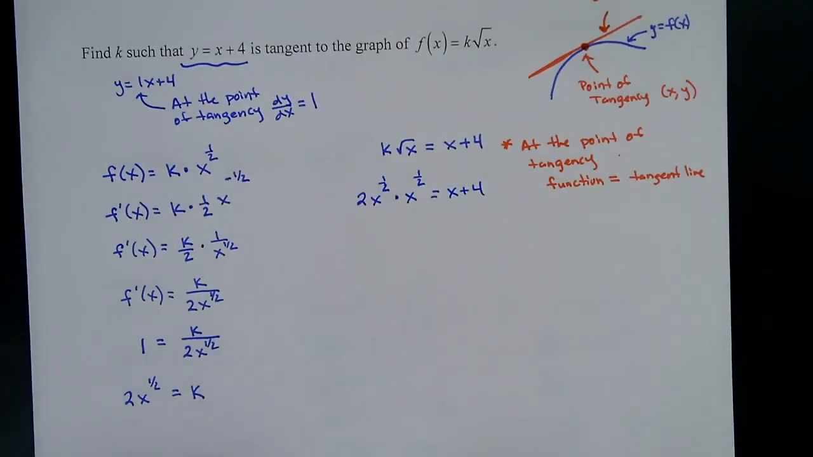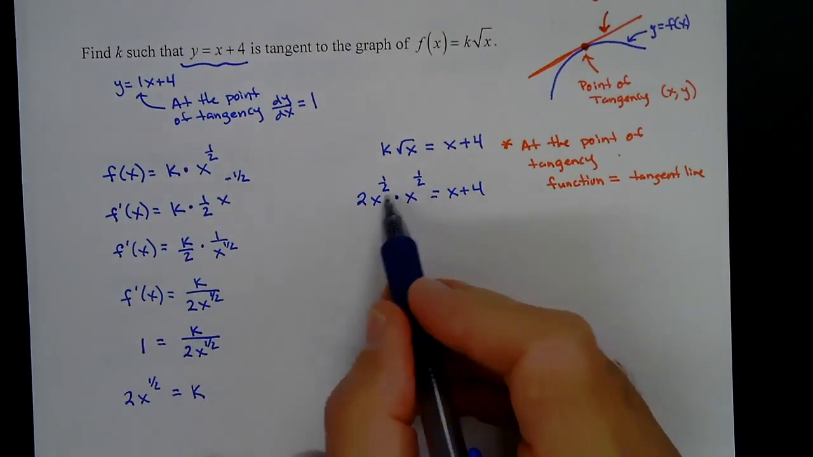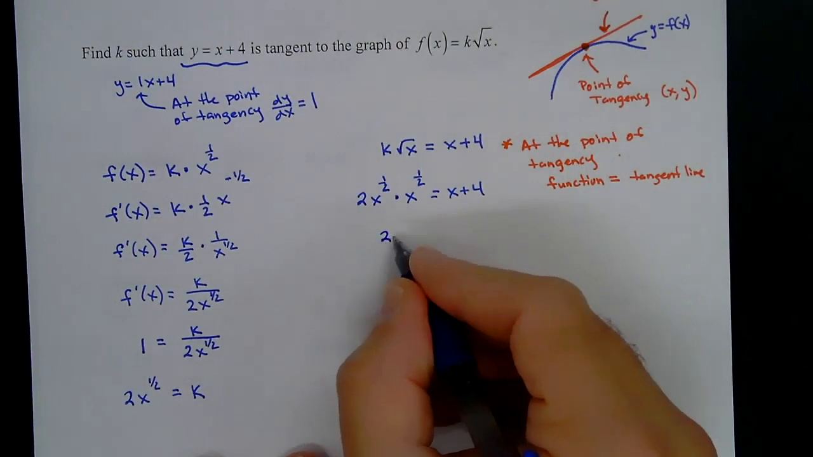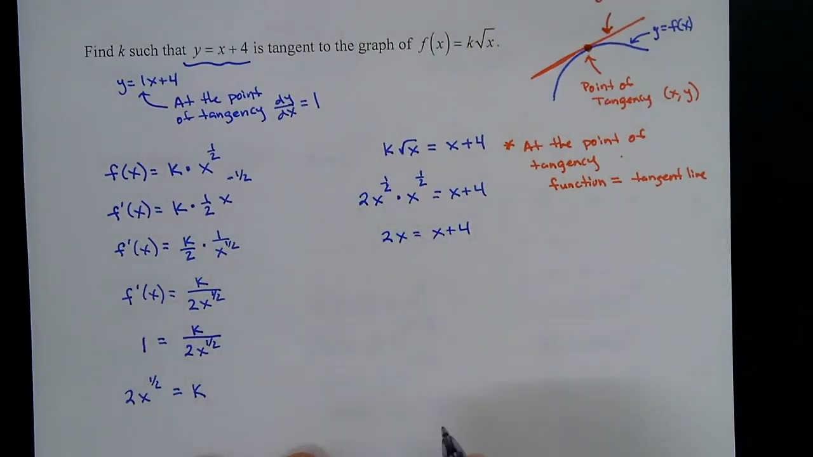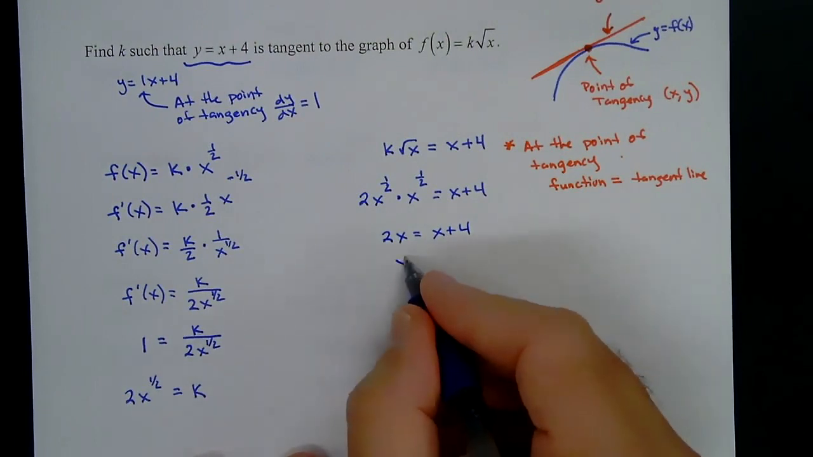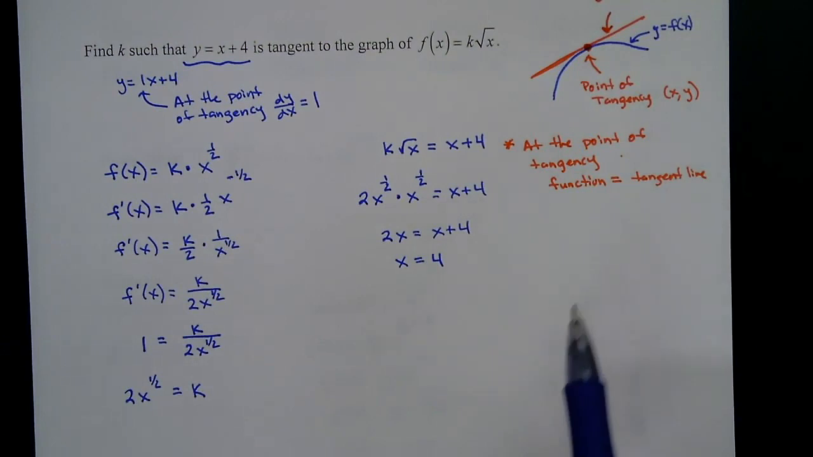So look what just happened. Now we just have an equation with just x in it, right? Because we did a substitution, okay? So x to the 1/2 times x to the 1/2, well, that's just x. So this becomes 2x is equal to x plus 4. Subtracting x from both sides, we get x is equal to 4. Okay, so you know what this tells us? This tells us what the x coordinate is for this point of tangency. It's at x equals 4.